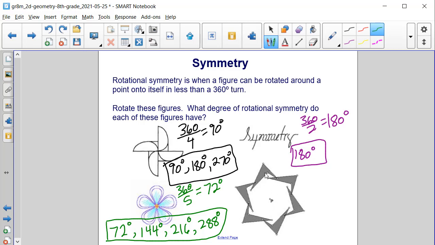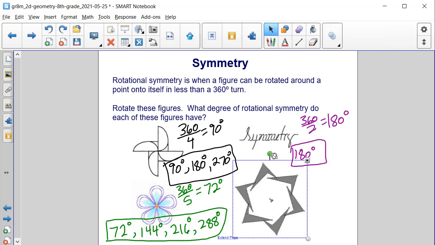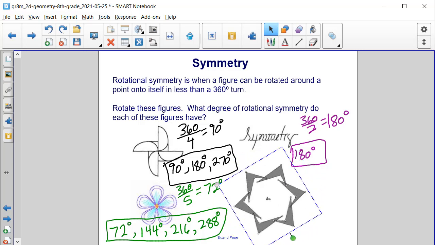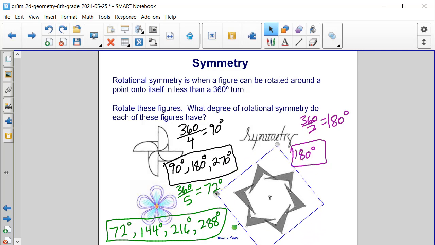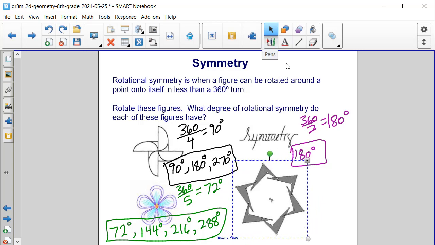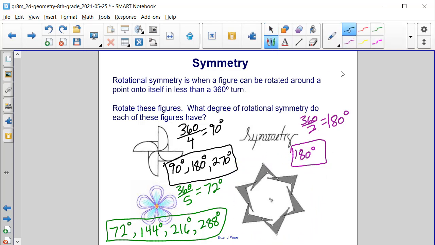All right, now let's look at this last one. So if we rotate this, we'll have 1, 2, 3, 4, 5, 6. So 360 divided by 6 is every 60 degrees. So that'll happen at 60 degrees, 120 degrees, 180 degrees, 240 degrees, and 300 degrees.